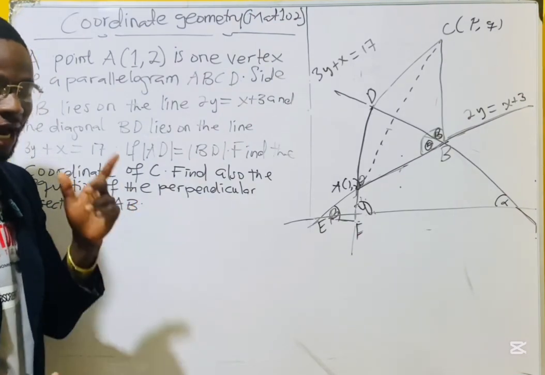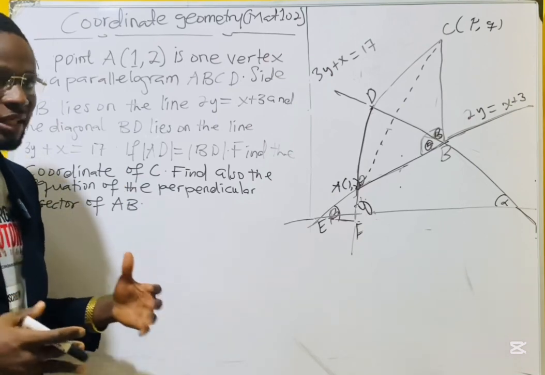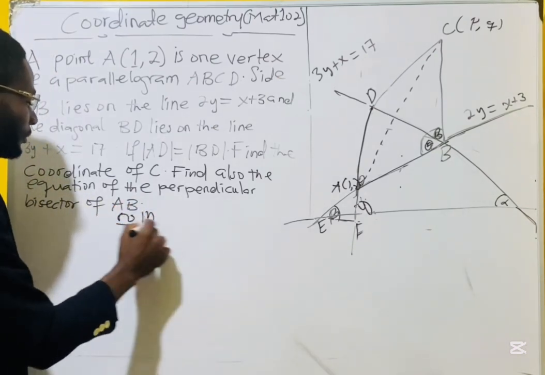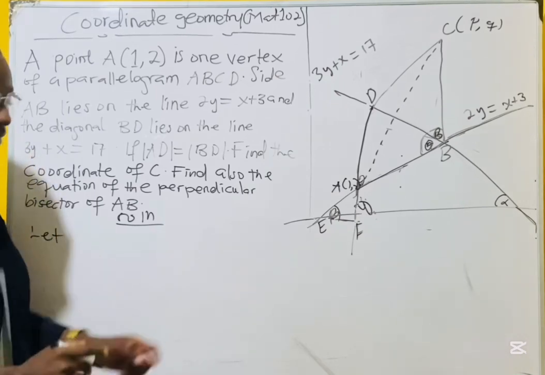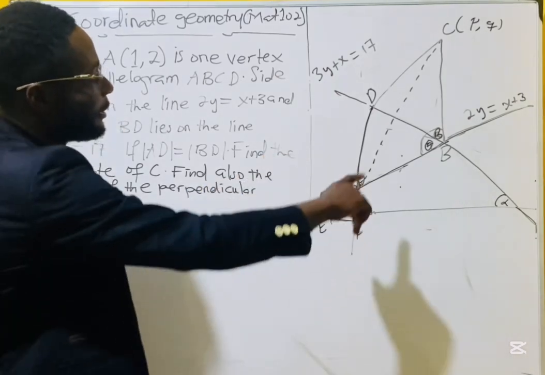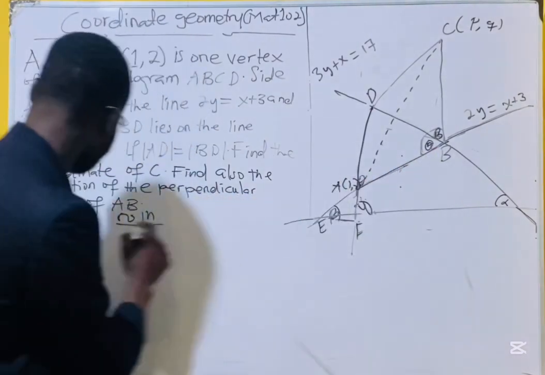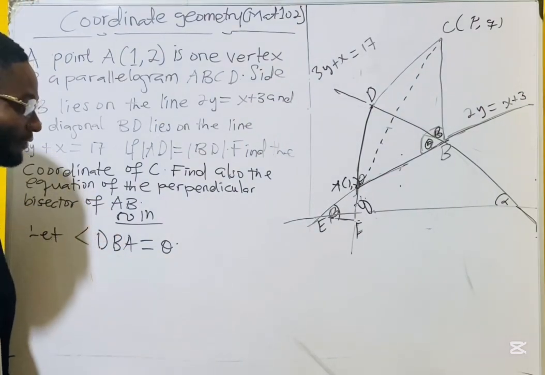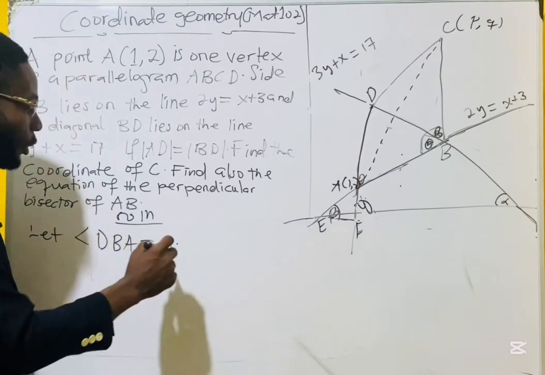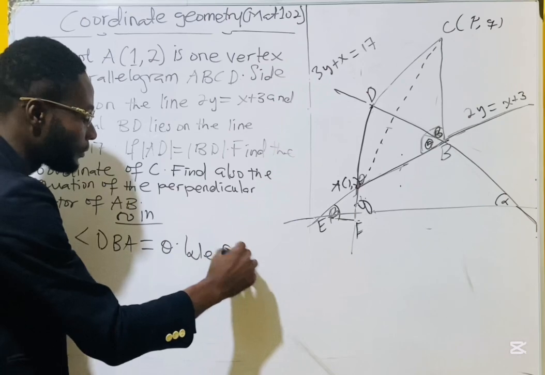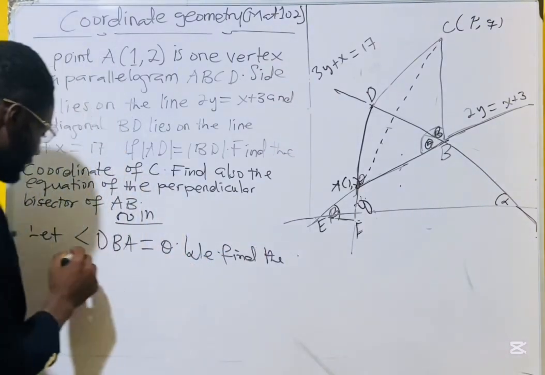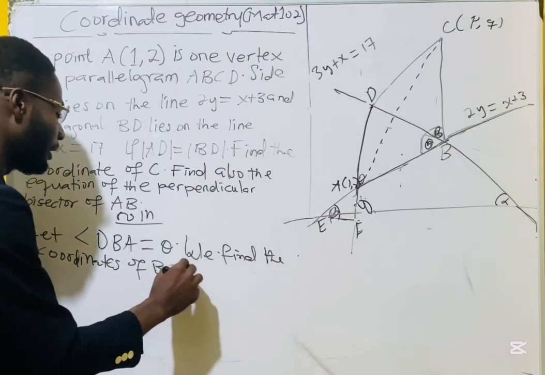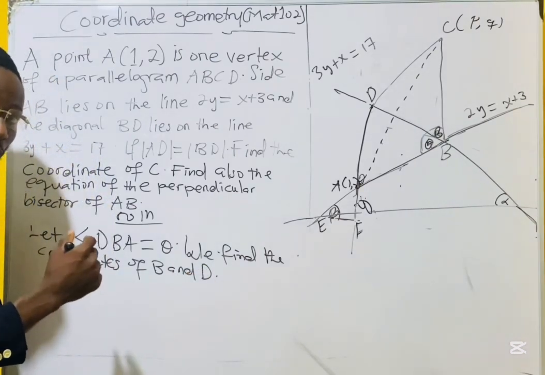But before we can do that, we have to do some calculations before we can get the coordinate of C. So first of all, solution: let's say that this right here, the triangle, this angle D. Okay, so if angle DBA is equal to theta, then first let's find the coordinates of B and D, right? So we want to find the coordinates of B and D.